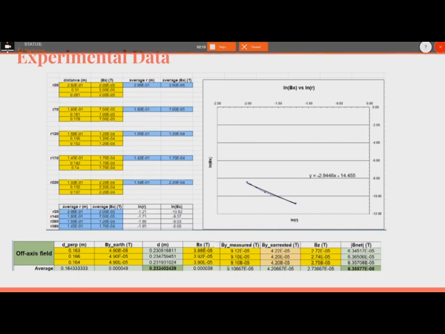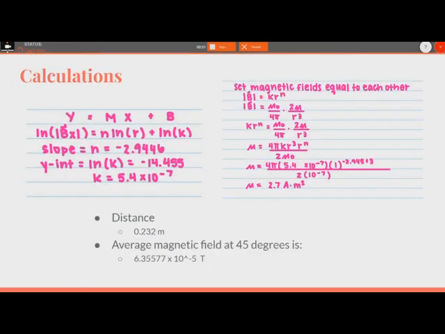So here's some of the experimental data that my phone measured in an Excel spreadsheet. And then I was actually able to use this data and the slope of the line ln Bx versus ln r to do some hand calculations. I found that the slope was the same as one of the formulas from above, and I could use those values to calculate k, and then I could use the Biot-Savart law, set the magnetic fields equal to each other, and solve for mu, which I found to be 2.7 A times meter squared. And then going back to my Excel spreadsheet, I found that the distance was 0.2232 meters, and the average magnetic field at 45 degrees is 6.355577 times 10 to the negative 5 Teslas.